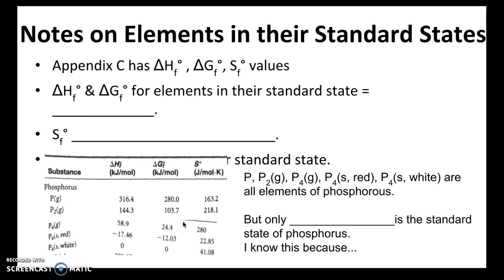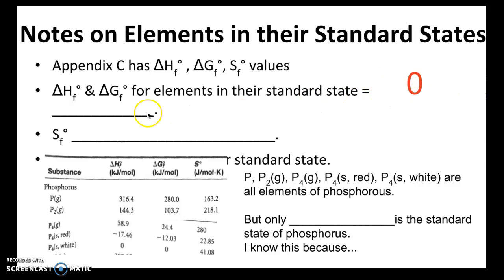Okay, finally, we're going to take some notes on elements in their standard state. So Appendix C, which is linked, and you'll get a hard copy next week, has the values delta H formation, delta G formation, and then S formation. Notice that for the entropies, there's no delta. It's actually measuring the amount contained, not related to a change. And the delta H of formation and delta G of formation for elements in their standard state are going to equal, and this is super important, 0.